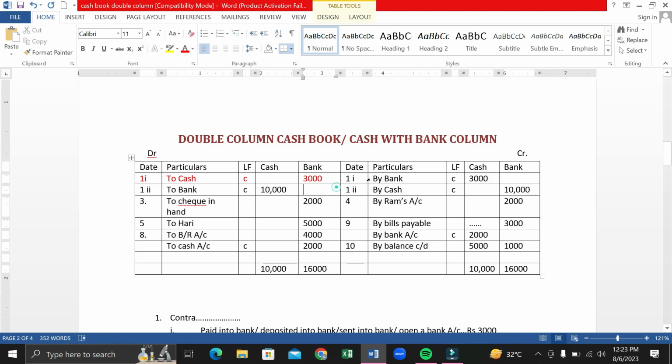Bank account, by bank account and amount will be transferred in a cash column. So just see here, this becomes a contra entry. This is the very easiest contra entry, that is deposited into bank. So the first effect will be to cash, it is a contra entry, that's why we will write C in the ledger folio column and the amount will be transferred in a bank account.